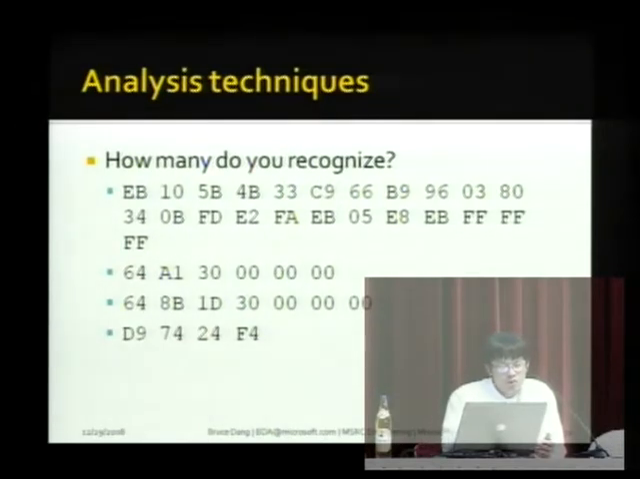This 64A130 is like mov EAX, FS:30. The next one, 648B1D, is a move to EBX. And the last one, D97424 blah, a lot of the floating point instructions start with D9. Like FNSTENV is another way to get the EIP. This is used in Metasploit encoders, so you can spot this pretty easily.